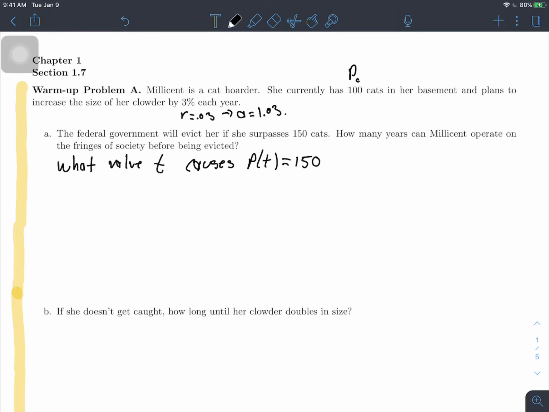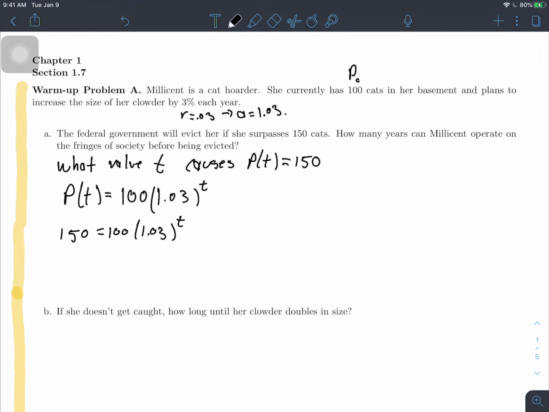Okay, so first of all, let's create our equation. We know that P of t should be equal to P naught, that's 100, times A, that's 1.03, to the power t. Now, instead of telling us the time and asking us to figure out the cats, they're giving us the number of cats and asking us to figure out the time. So we're going to set this right-hand side equal to 150. So we'll have 150 equal to 100 times 1.03 to the power t.